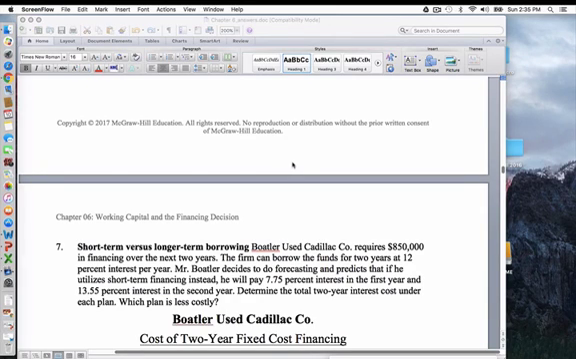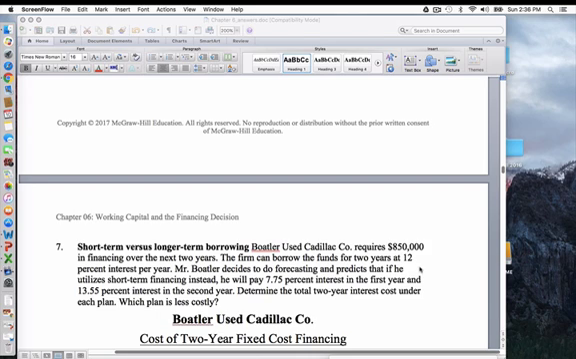Hi, let's work on another application on financing of current assets. And this one is about short-term versus long-term borrowing. Remember that short-term borrowing is the one whose interest rate is changing, as the Federal Reserve System is changing it, and the long-term is the borrowing with a locked-in fixed interest rate for a longer period.